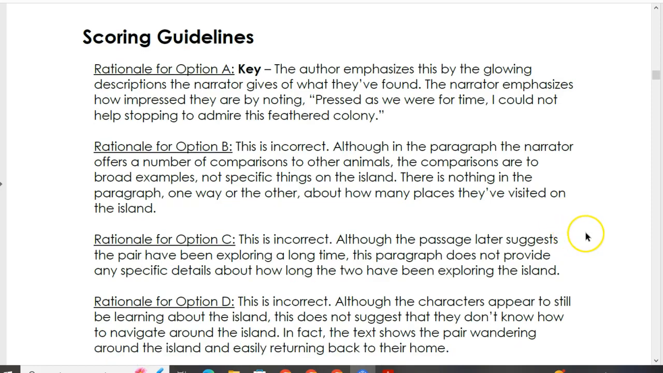The author emphasizes this by the glowing descriptions the narrator gives of what they found. The narrator emphasizes how impressed they are by noting, "Pressed as we were for time, I could not help stopping to admire this feathered colony." So again, if you missed this one, make sure you pause on this screen so that you can read your rationale.